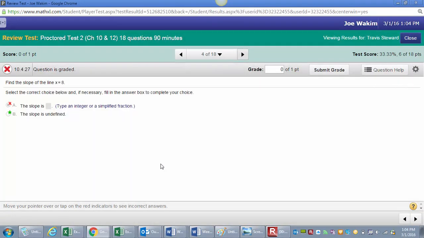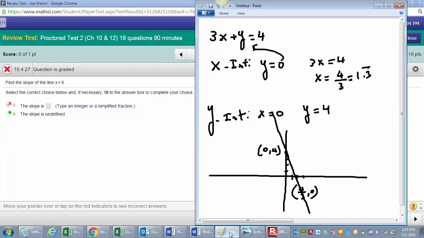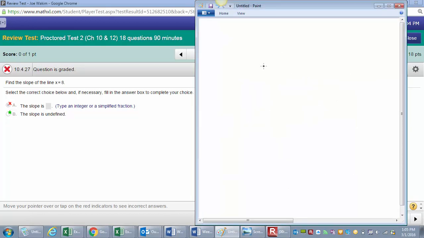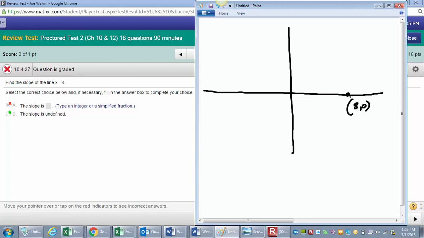Number 4. Select the correct choice below, and if now x equals 8. x equals 8 is always a vertical line. The reason for that is, let's try to plot x equals 8. This is 8. What is this? 8, 0. This point here is 8.